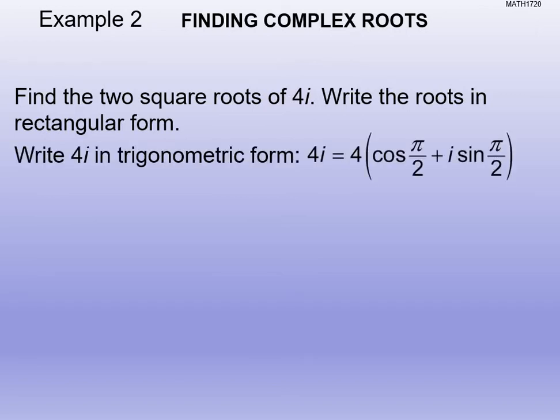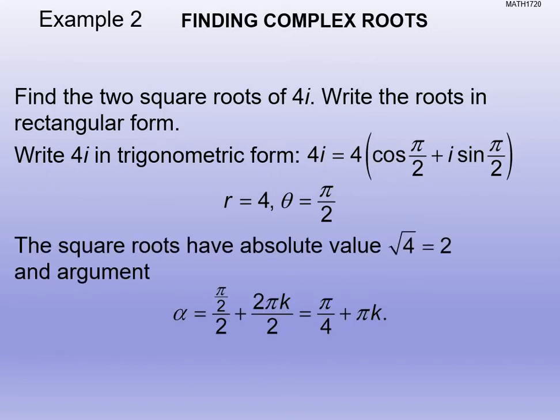So a good choice for us is to write 4i as 4 times cosine of pi over 2 plus i sine of pi over 2. We're choosing pi over 2 because cosine of pi over 2 is 0 and sine of pi over 2 is 1, and we need it to equal 4i. In order for that to happen, r needs to be 4 in this case. So that's where all those values come from. r is 4 and theta is pi over 2.